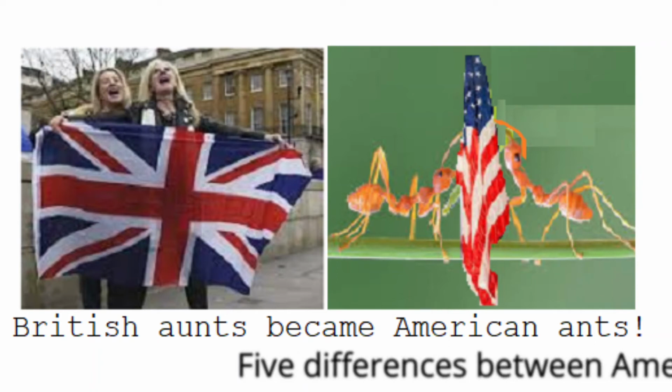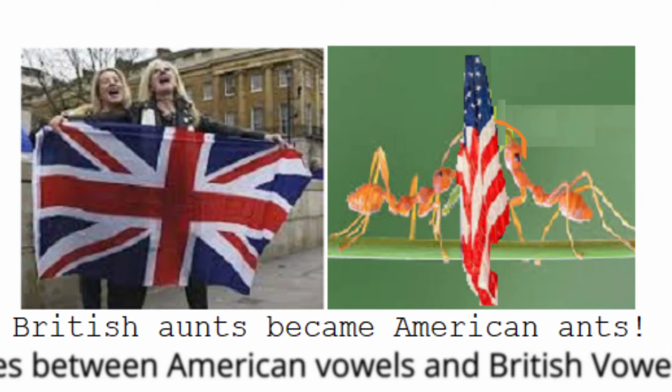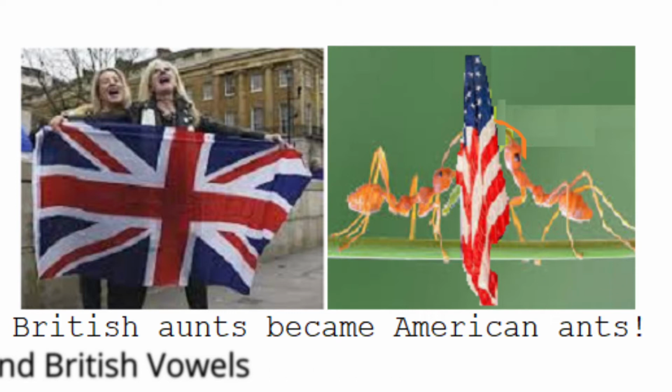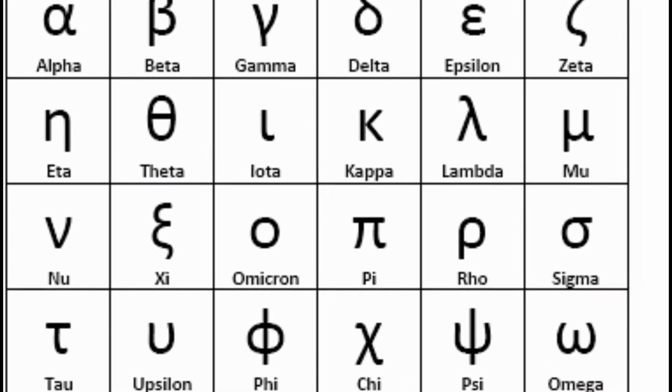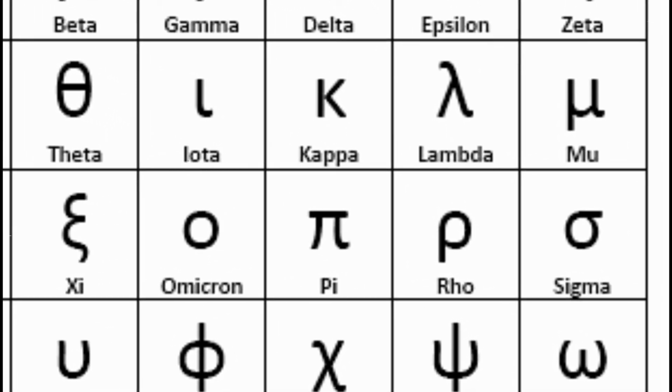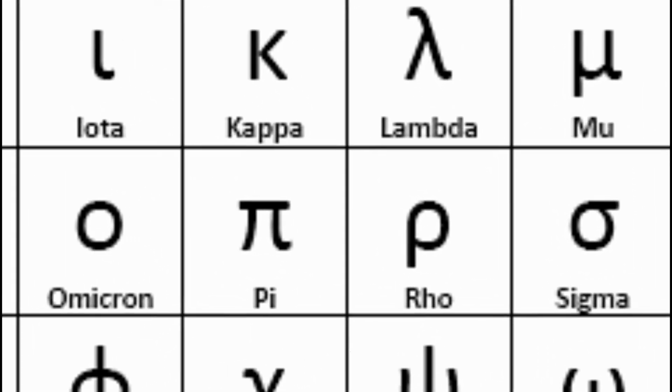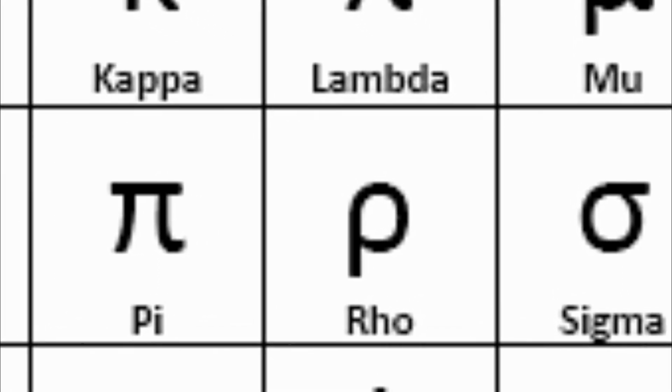5 differences between American vowels and British vowels. Number 1. The standard American pronunciation is rhotic. Rhotic means the letter R is always pronounced whenever there is an R in the spelling. The word rhotic comes from the Greek letter rho, as Greek letters are often used for phonetic representation.